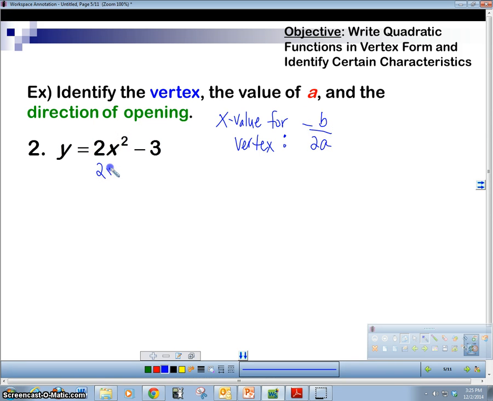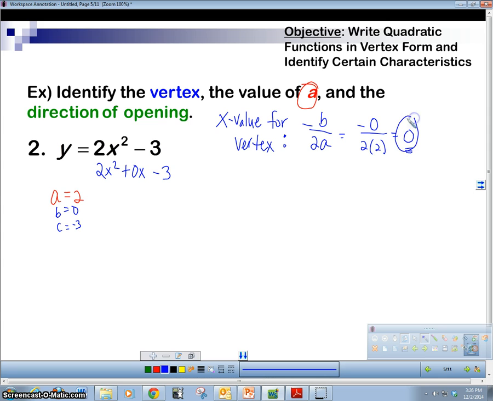This is going to be 2x squared plus 0x minus 3, where a is 2. A equals 2. We know that, because that's what we're looking for. b is 0, and c is negative 3. So let's go and plug it into this formula. Negative 0 over 2 times a, which is 2. Now 0 divided by 4 is just 0. So our x value for my vertex is 0.